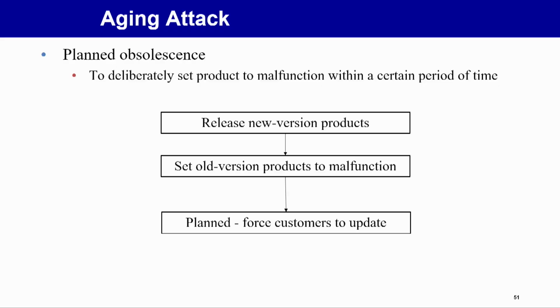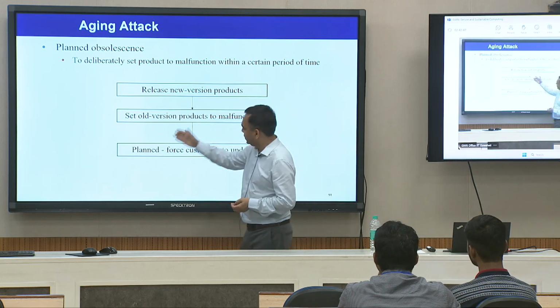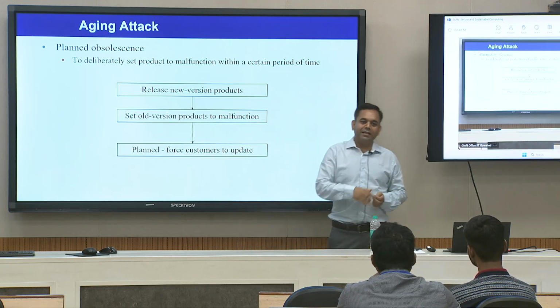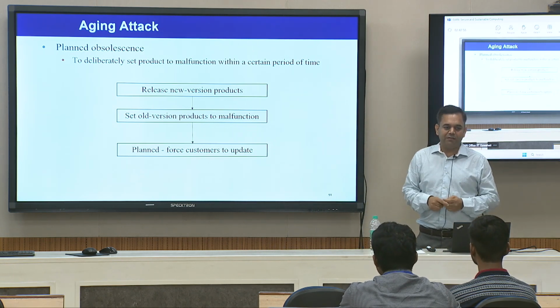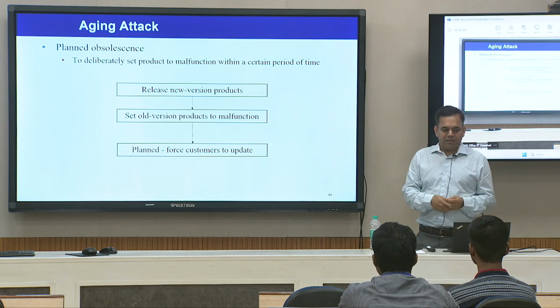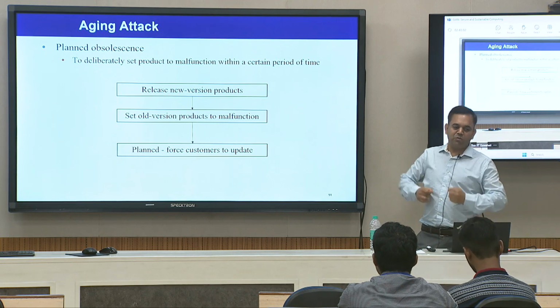And how is it typically done? Let's see it from a company's point of view: why companies want to do this and how they can do that. Companies can release a new version of products, like a new version of the phone or the laptop, and then they set old version products to malfunction. If they can do that, they are forcing you to buy a new updated product. So you are making it age fast just to get some profit.